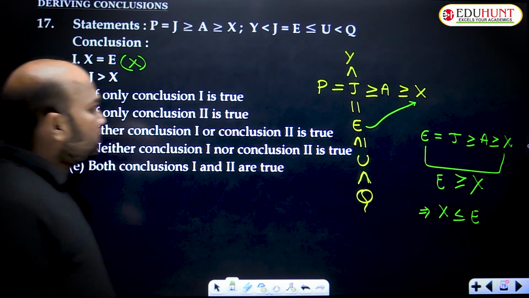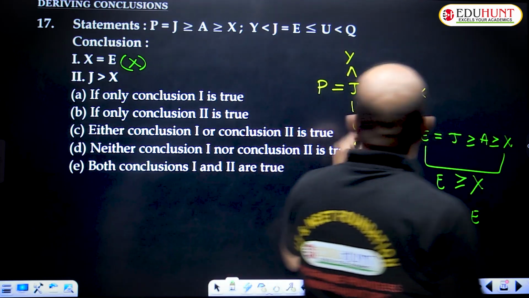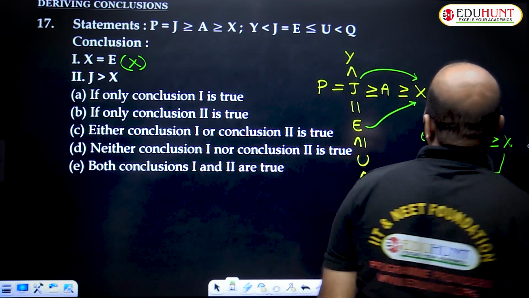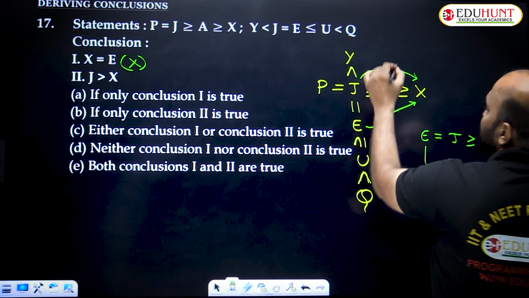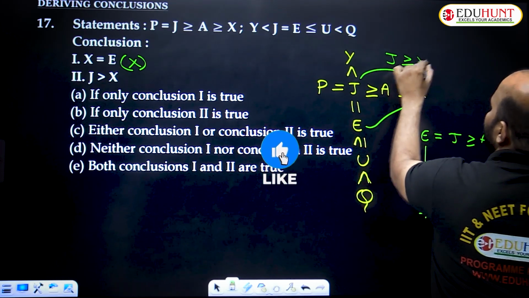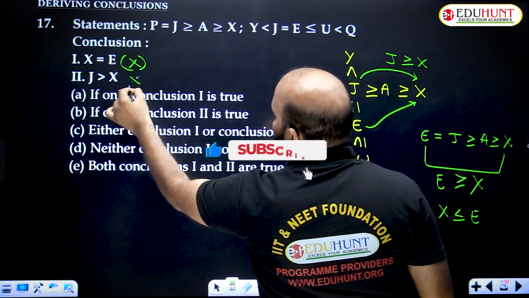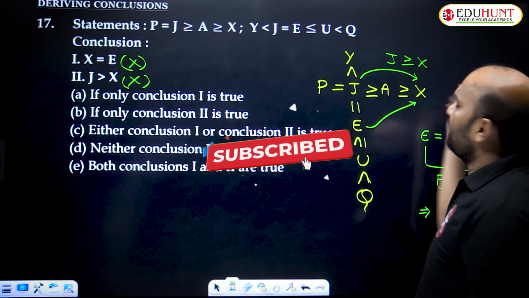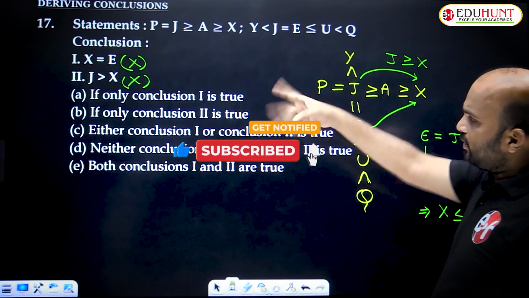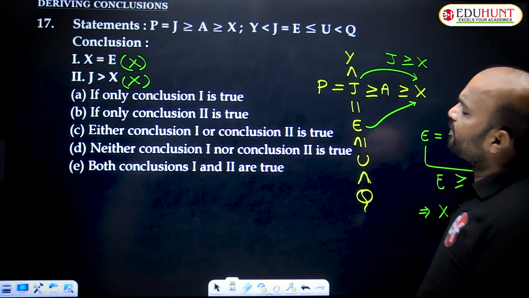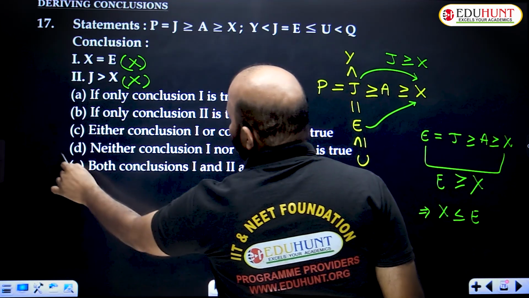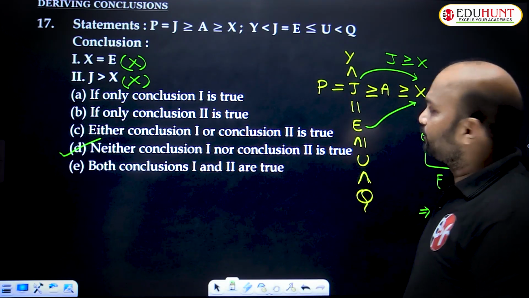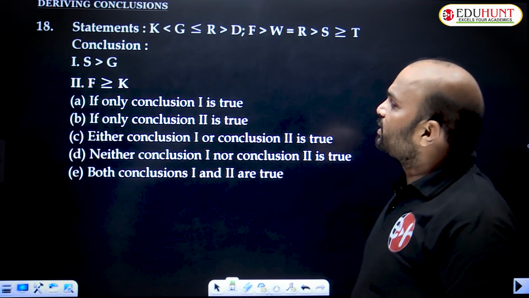Next one, J to X. Directly J to X, how many symbols are compared? One symbol only, because both are the same, you will get the same result. J is greater than or equal to X, but here only greater than is given. It is also wrong, because of the double relation. Only half is satisfied. So both failed, that is called neither nor. Neither conclusion 1 nor conclusion 2 is true. Option D is the right answer. Am I clear? Let's go to question number 18.